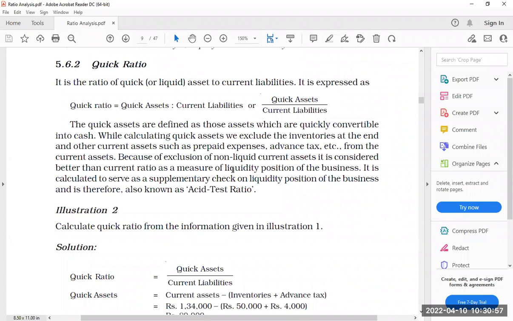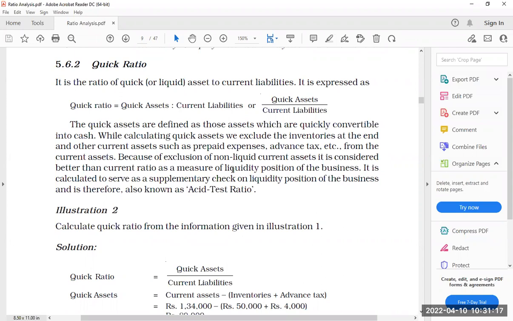Similarly, stock. Stock is there in my company. Warehouse, I kept stock. If I don't find the customer to whom I can sell the stock, I can't. So that's also current asset, but not that much liquid. It is illiquid than that of other current assets.